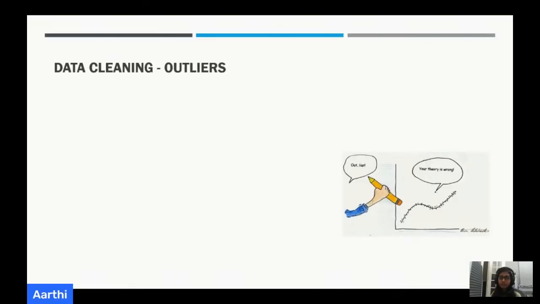Okay, we are moving on from missing values to outlier. Any questions so far, Chanukya? Shall I proceed? Yeah, I think we can proceed.